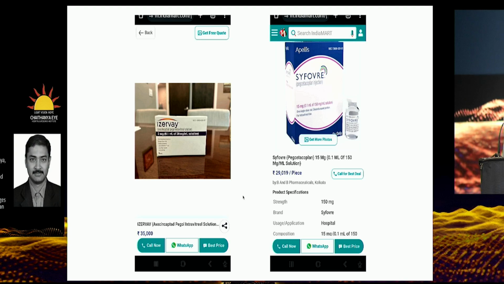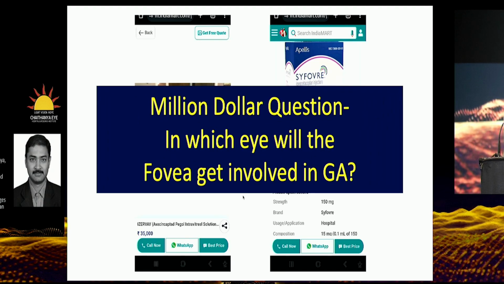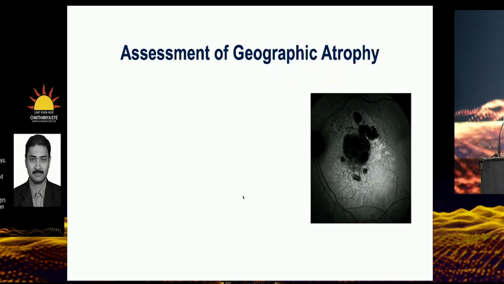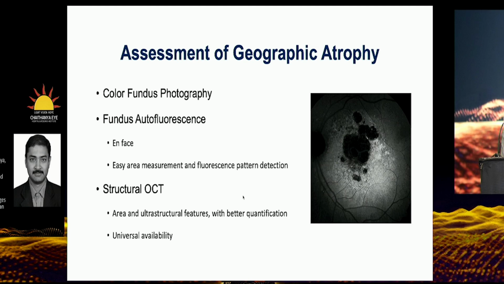So the million-dollar question is, in which eye will the fovea get involved in GA? And that answers the question of where we would be aiming to give this therapy. Now, the assessment of geographic atrophy has already been presented. Color fundus photography is a very primordial way of doing it. Fundus autofluorescence is better because it is fast and makes recognition easier. Area measurement is there, but you cannot get cross-sectional information. For that, the structural OCT is better, and quantification is also better with structural OCT, and it is universally available.